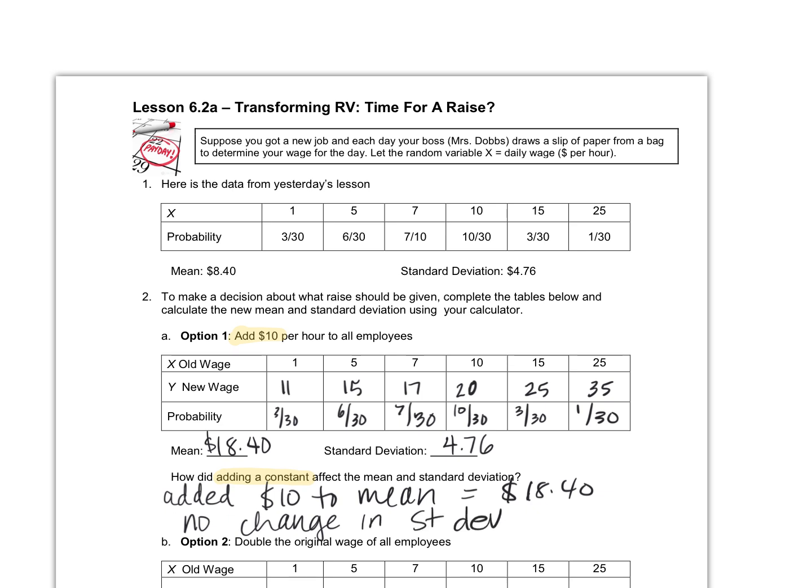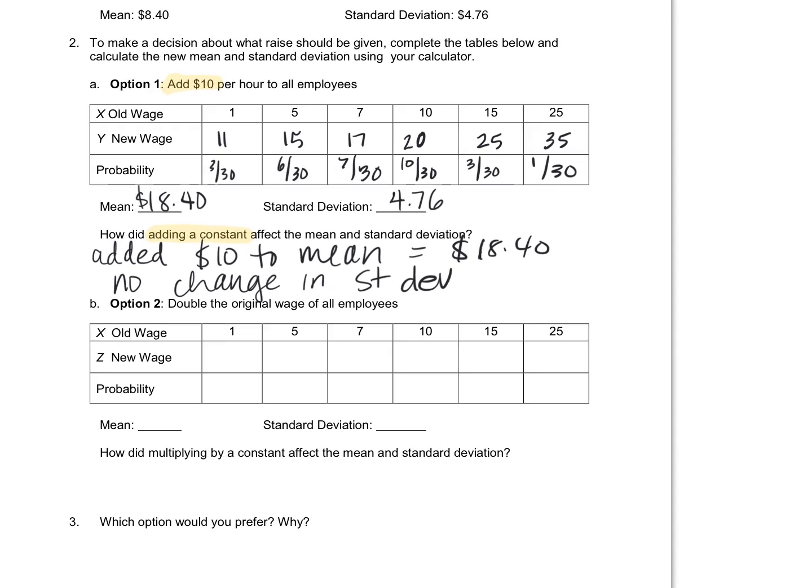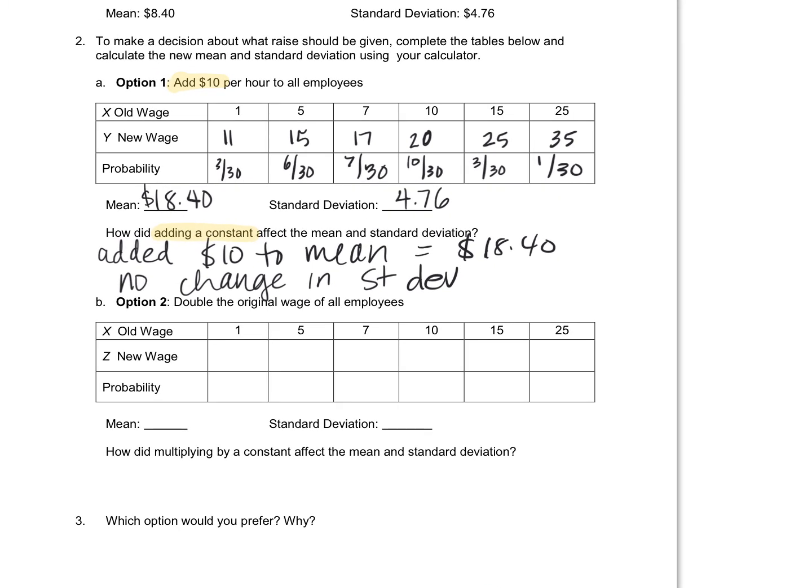Now, option 2, double the wage of all the employees. So I'm doubling. So I'm going back to this. So if I double it, I have what? 2, 10, 14, 20, 30, 50. Probabilities are not changing. So let's enter that in our calculator to see how it adjusts our mean and standard deviation.